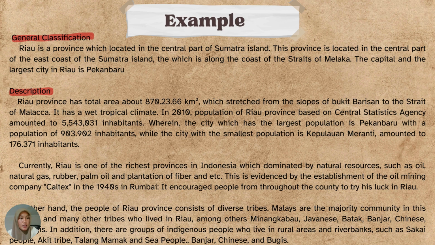And next one is description. It's in the second paragraph until the last paragraph. Riau province has a total area of about 8,723.88 square kilometers, which stretches from the slopes of the Bukit Barisan to the Strait of Malacca. It has a wet tropical climate.